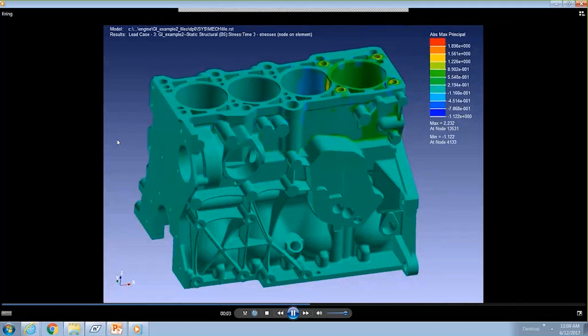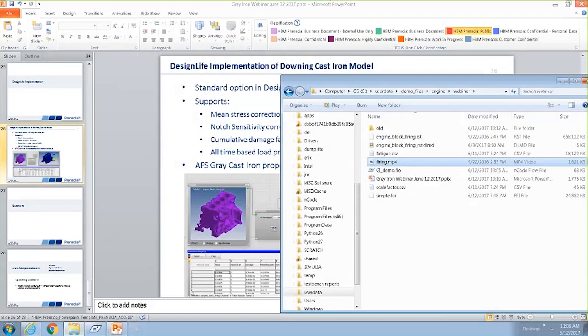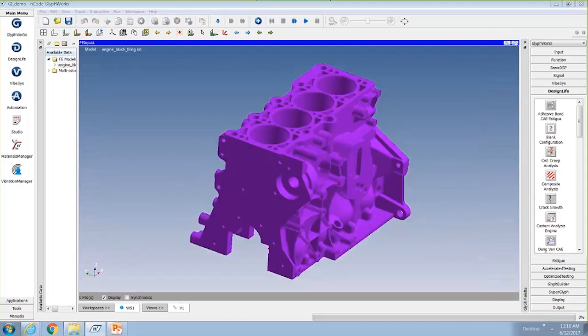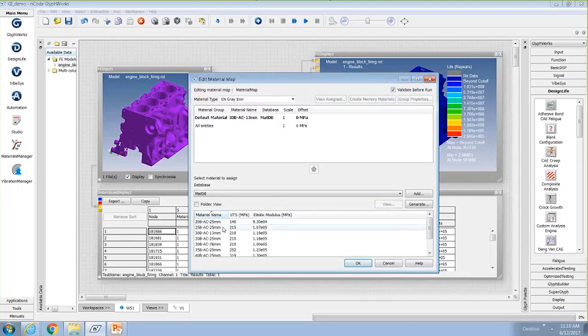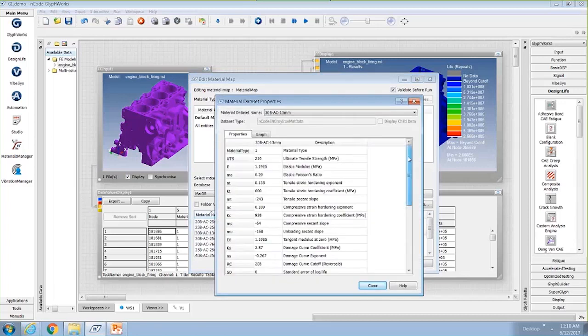So I have that engine model inside of DesignLife, and what I have here are four sets of stresses, one for each of the firing loads, and I'm going to bring these in as a time step load provider. So I'm just going to play through these as if they're a history, which they are. I have material properties assigned here that are coming out of the nCode database, and again, these are the gray irons that came from the American Foundry Society material database. Inside of these, you're going to have all the parameters that describe the monotonic behavior of the gray cast iron, the unloading modulus, as well as the Smith-Watson-Topper parameters.